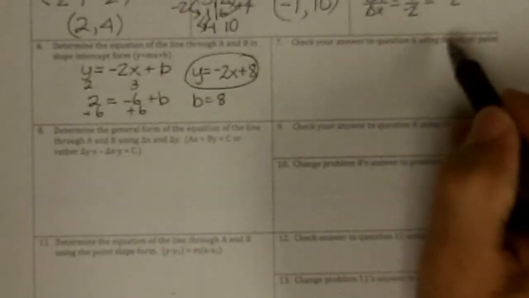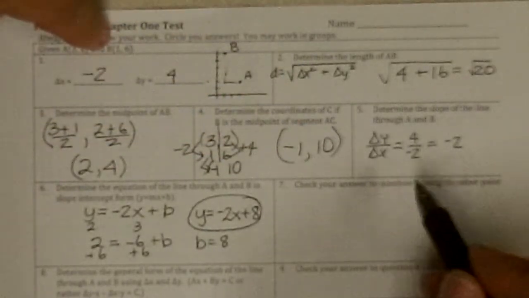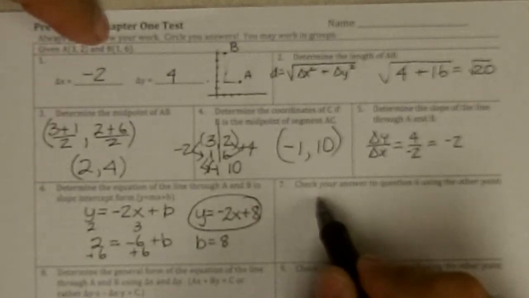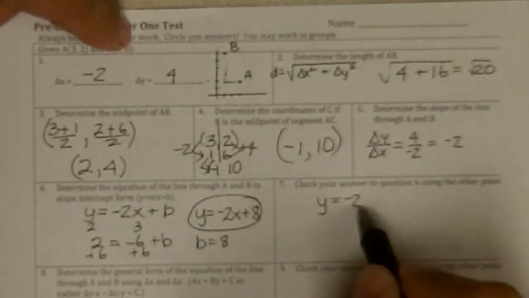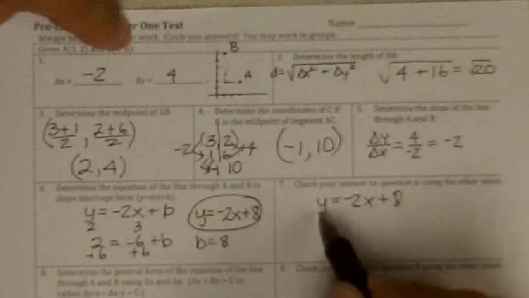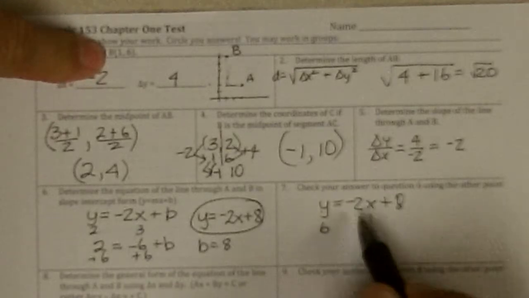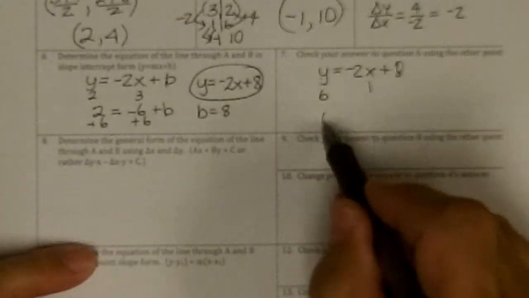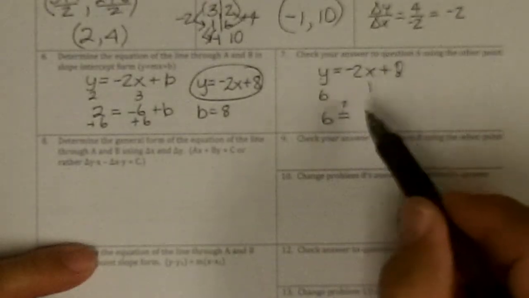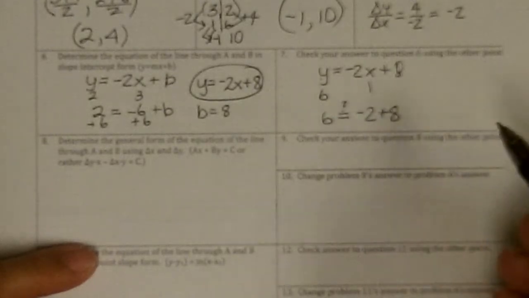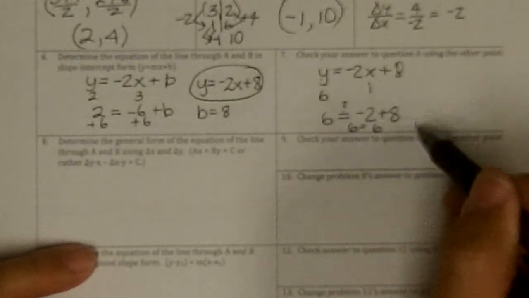Now it says use the other point. The other point that we were given, we found other points on the line, the midpoint and that line, but the other point that was given was 1, 6. So I expected you to put the 6 in for the y, replace the y in y equals negative 2x plus 8, replace the y with 6, replace the x with 1, and see what we get. So we get 6, and we're checking, so we're trying to see if this is truly equal. Negative 2 times 1 is negative 2 plus 8. Negative 2 plus 8 is 6. So that seems to check.